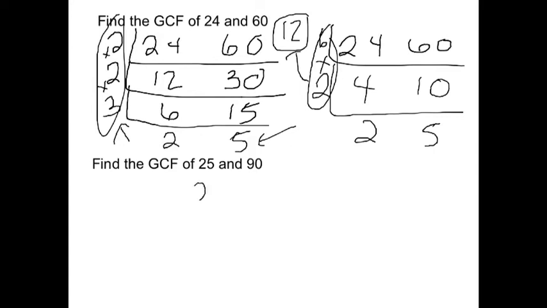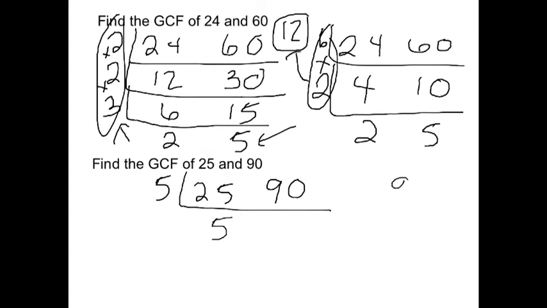Second one, 25 and 90. I'm just going to do this one way. Because both numbers end in 5 and 0, I know that a common factor is 5. And 25 divided by 5 is 5. And 90 divided by 5, if you don't know what that answer is, okay, you could just do a division on the side. And when you do that division on the side, you should get 18.